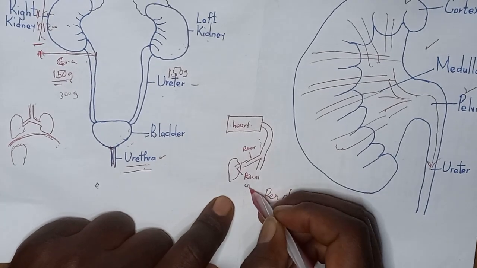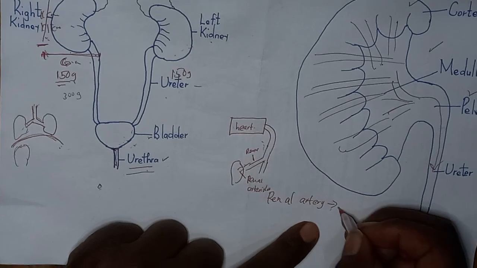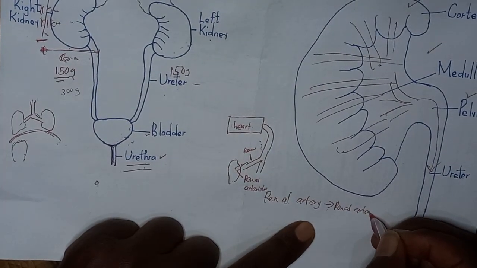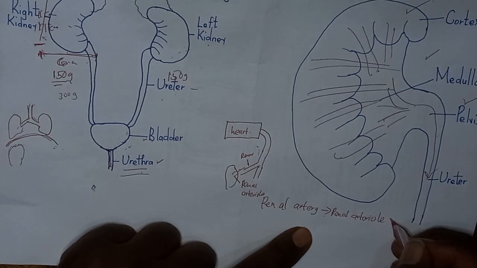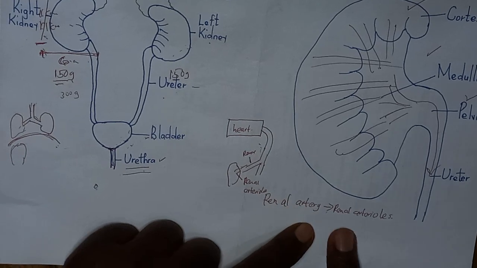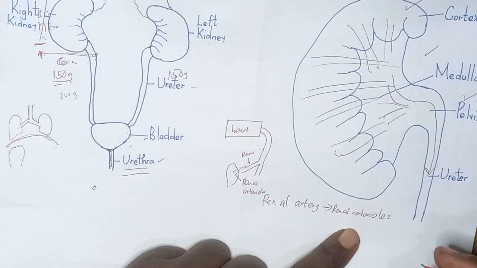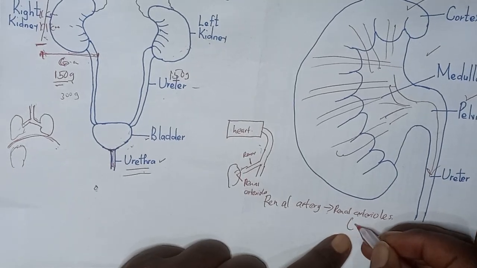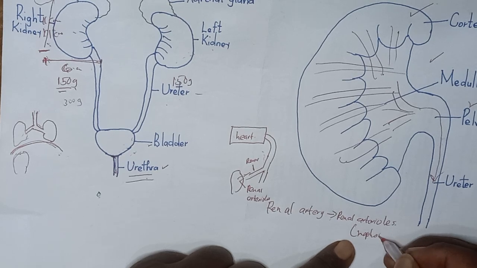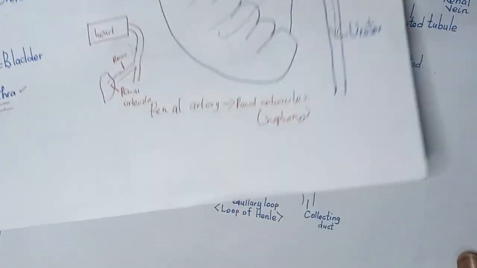renal arterioles, which are the renal arterioles. So the blood flows from the renal artery to the renal arterioles. These renal arterioles flow blood in the nephron. The renal arterioles and the capillaries are found in the nephrons. So today we are going to discuss the nephron.